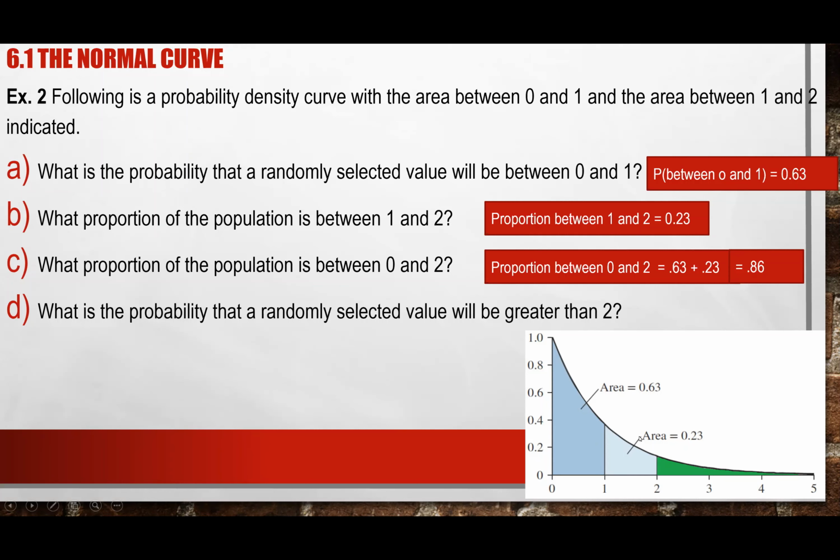So if I know the area to the left of 2, that 0 to 2 is 0.86, do you agree that to find the leftover area, I need to take 1, which is the maximum area underneath the curve, minus 0.86? And if I subtract that, I will get 0.14, which is, again, we don't know how the distribution of each one is.